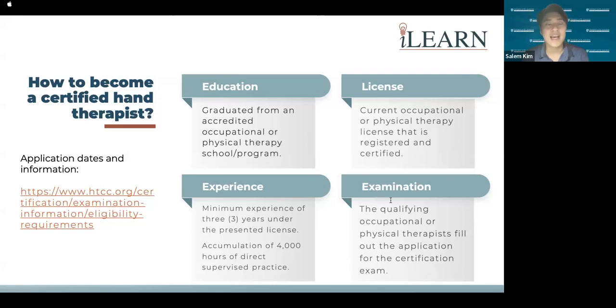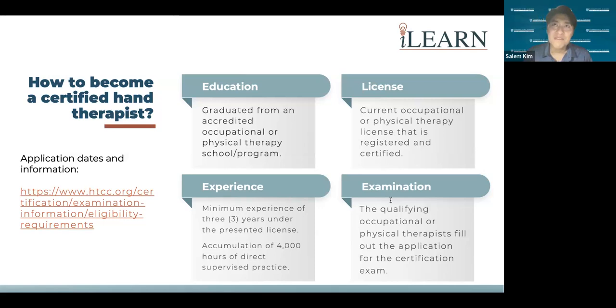In addition to that, there must be a 4,000 accumulated hours of direct supervised practice from other certified hand therapists. Any hours that was accumulated through temporarily or any volunteer hours cannot be counted. So try to remember that. Lastly, once you met all these requirements, then you get the chance to register for hand therapy certification exam.